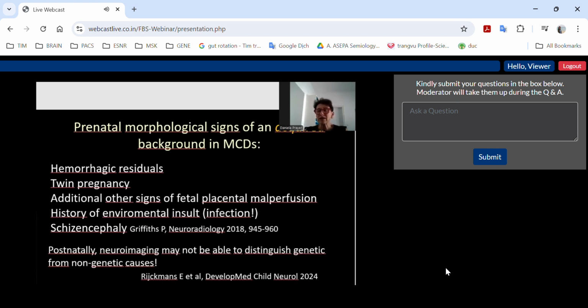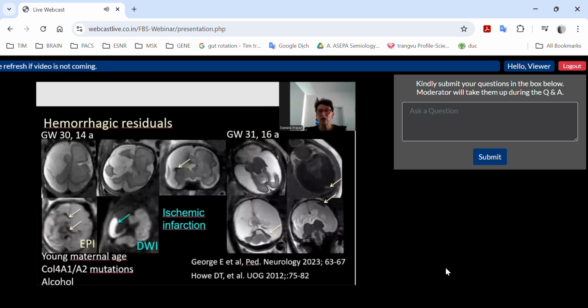Why do we have to make this differentiation prenatally if possible? Because postnatally, neuroimaging may be less able to distinguish genetic from non-genetic causes. Let's start with the hemorrhagic residuals. Here you have two different cases.